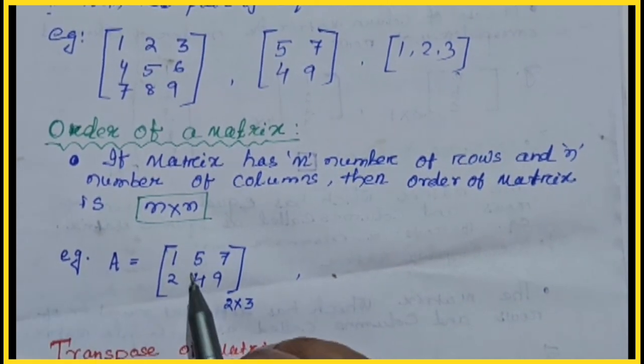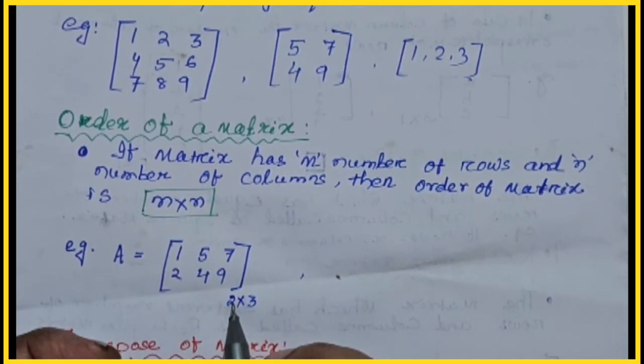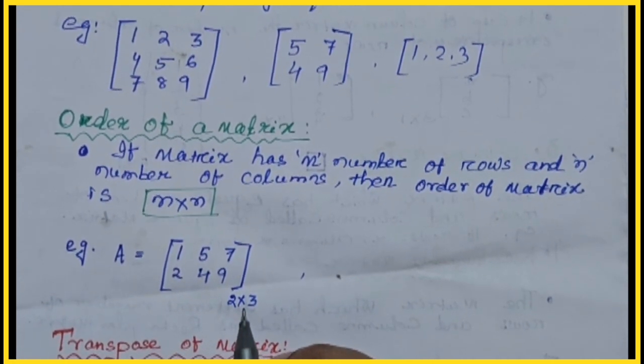Example, here 1 5 7 and 2 4 9. So the number of rows is 2 and number of columns is 3. So this is a 2x3 matrix.